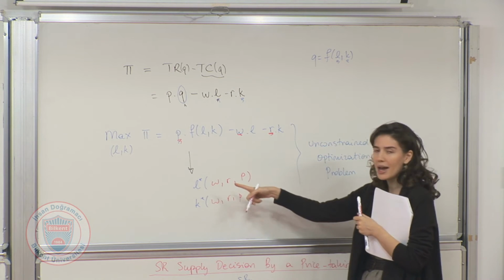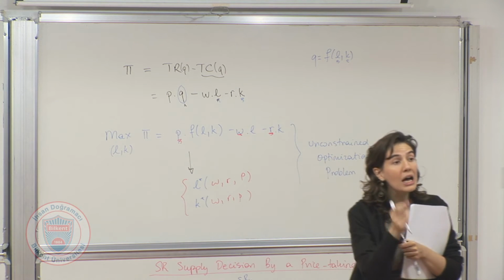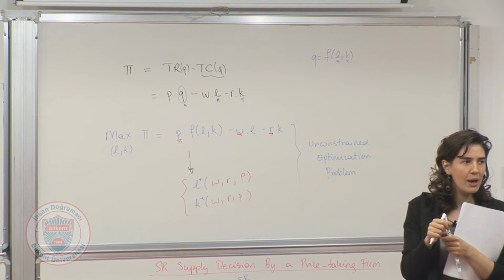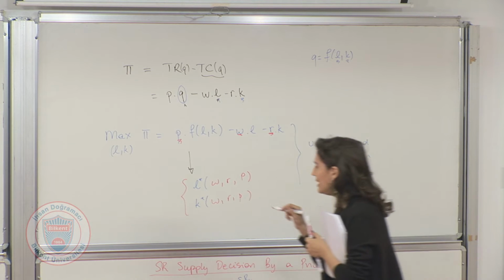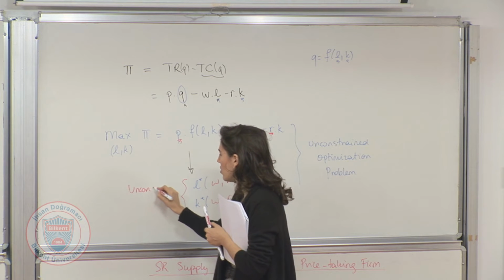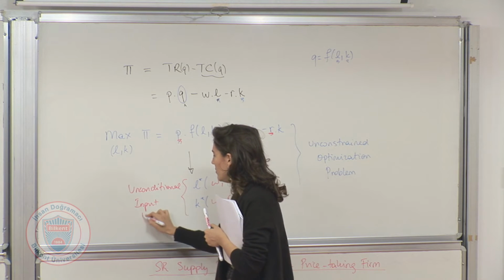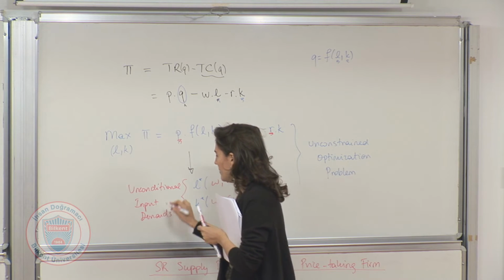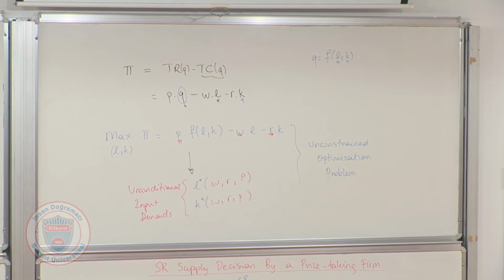That's why these are input demands, right? These would be called unconditional input demands, because they're not conditional on any Q level anymore, right? So these are called unconditional input demands, okay? So let me remind you of the cost minimization problem. Let's remember the cost minimization problem. Okay, so let's do this.